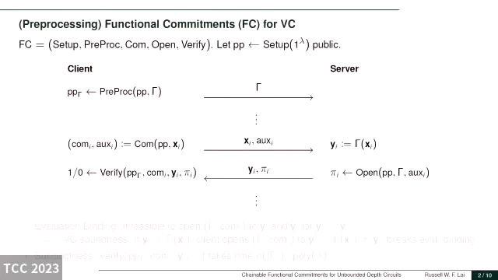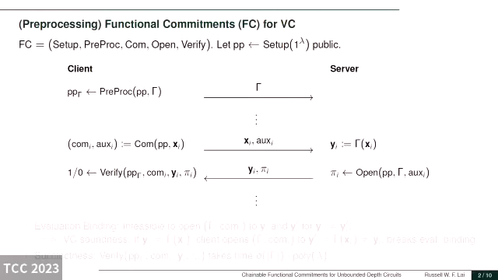Next, let me tell you what a functional commitment is and how we can use it to build a VC scheme. A functional commitment is a tuple of five algorithms: setup, preprocess, commit, open, and verify. To use this to build a VC scheme, the client does the following. First, they preprocess the circuit gamma with respect to the public parameters, which yields PP gamma that they keep for themselves, and they send the circuit gamma to the server. Later, when the client wants to compute gamma of xi, they use the FC scheme to commit to xi, which yields a commitment com i and some auxiliary input aux i.